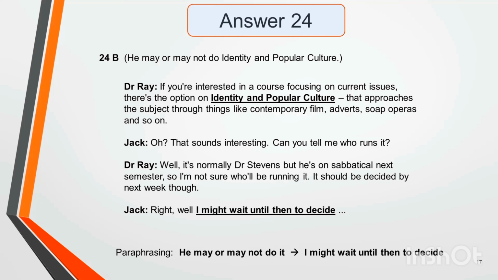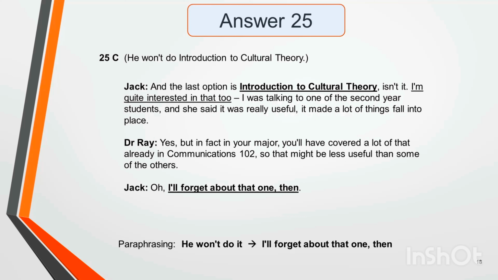This time the phrase Jack uses to say that he may or may not do it is, I might wait until then to decide. Answer 25 is C. He won't do Introduction to Cultural Theory.